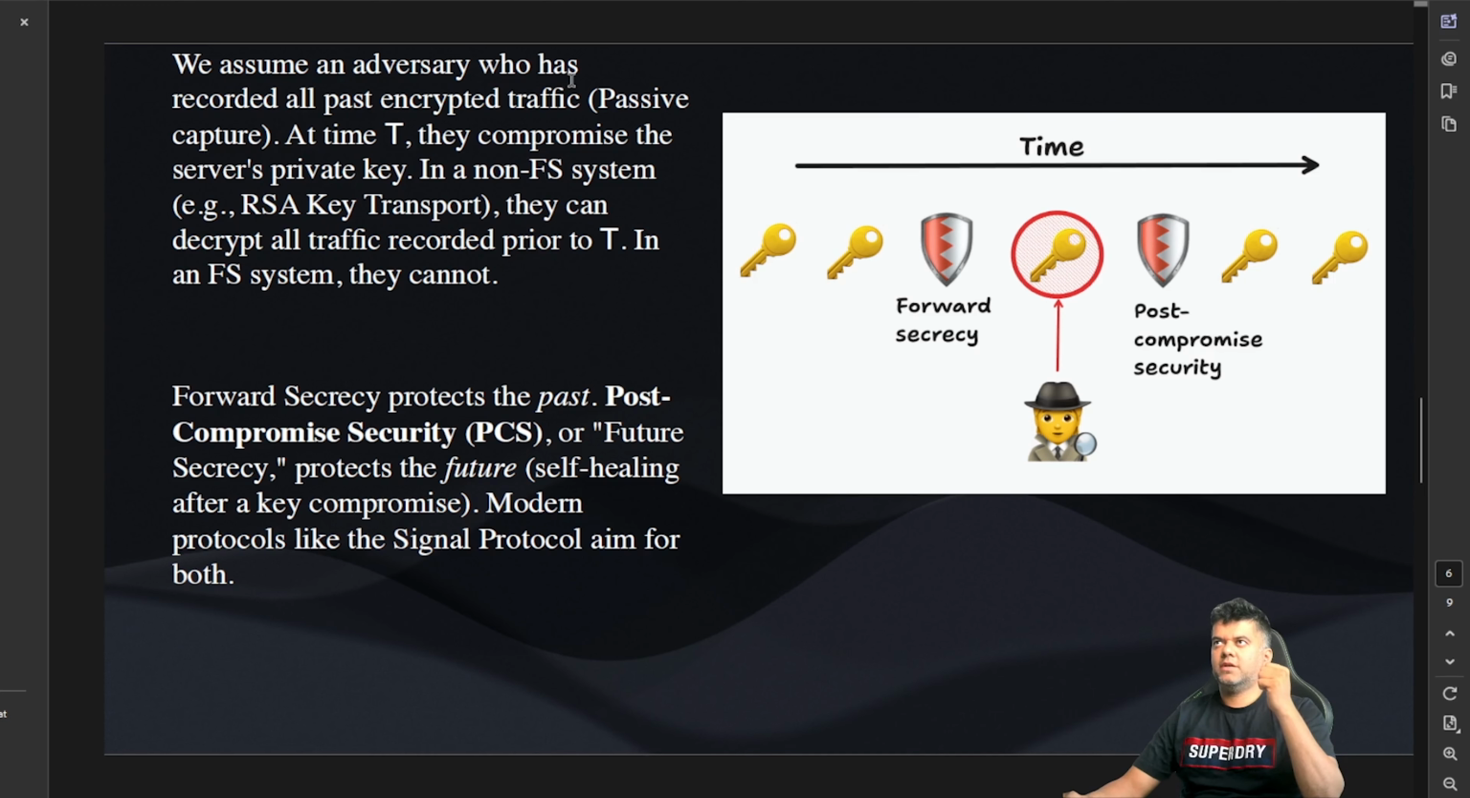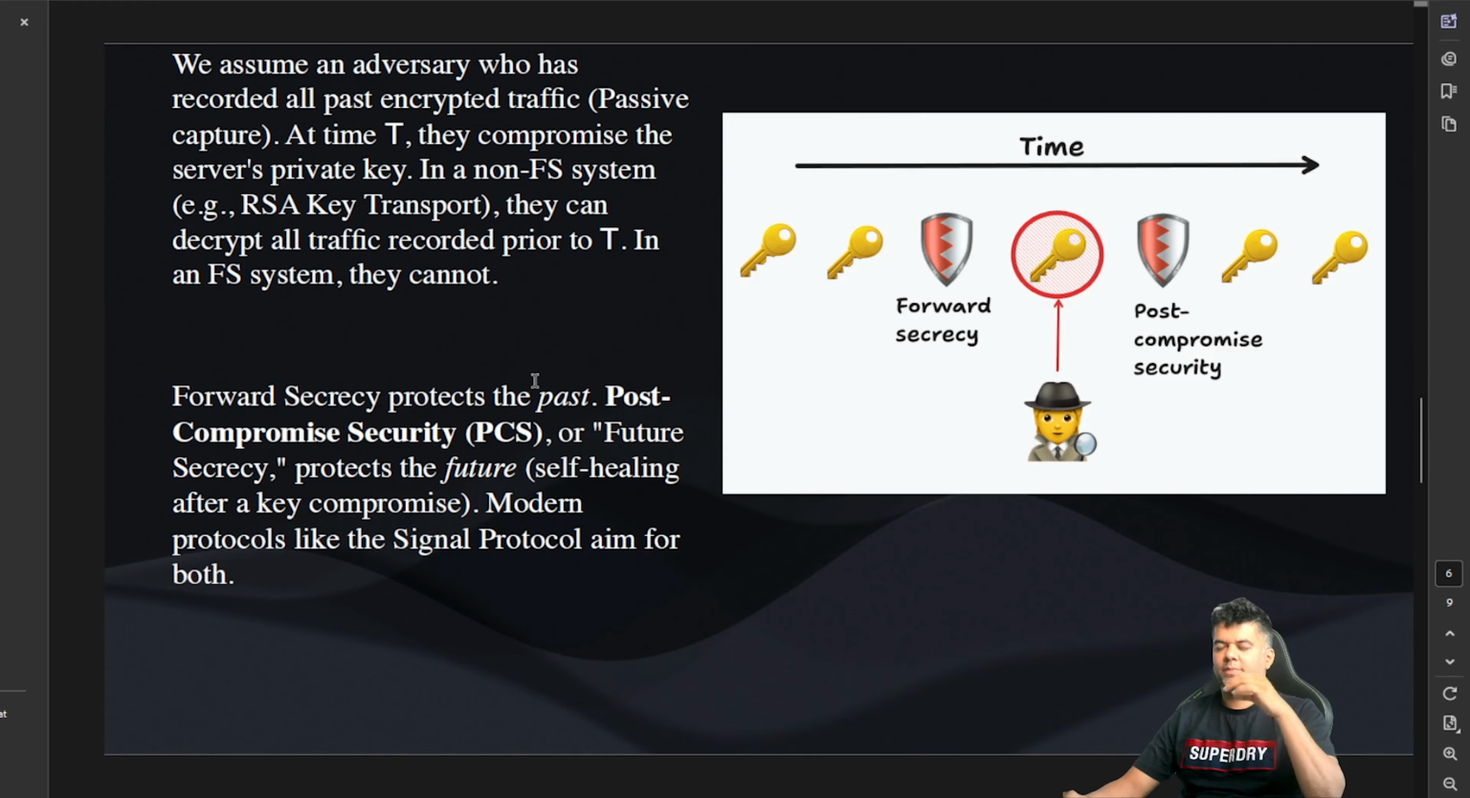So we assume an adversary who has recorded all past encrypted traffic, and at time t, they compromise the server's private key. In a non-forward secrecy system, they can decrypt all traffic recorded prior to time t. Time t is where the hack or the attack happened. And in a forward secrecy system, they just cannot do it. They cannot see any of the previous chat or history.